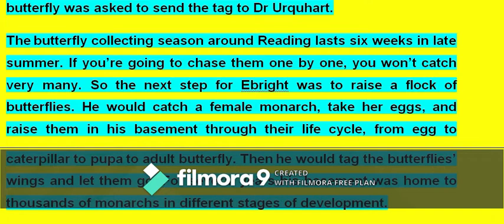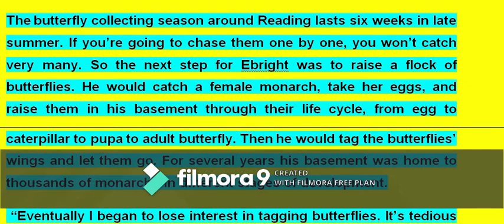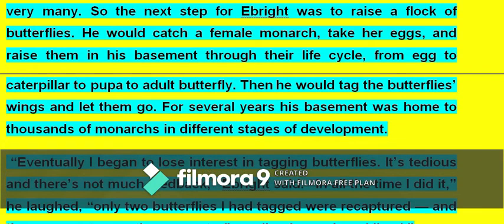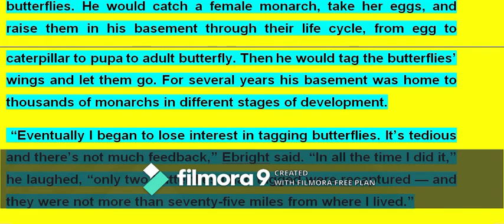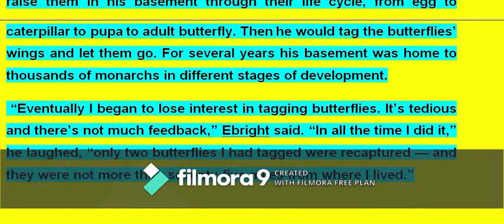The butterfly collecting season around Reading lasts 6 weeks in late summer. If you are going to chase them one by one, you won't catch very many. So the next step for Ebright was to raise a flock of butterflies. He would catch a female monarch, take her eggs and raise them in the basement through their life cycle, from egg to caterpillar to pupa to adult butterfly. Then he would tag the butterfly wings and let them go. For several years his basement was home to thousands of monarchs in different stages of development.